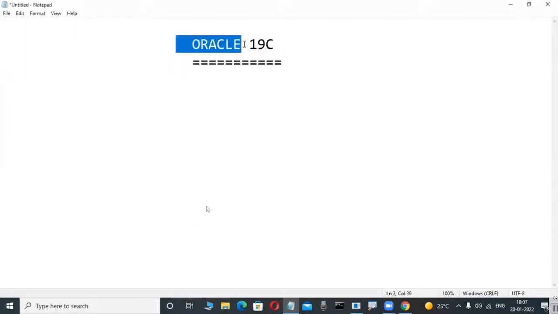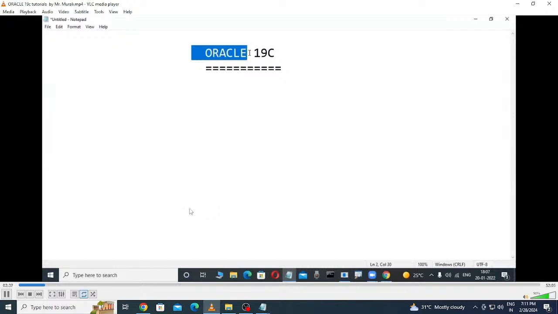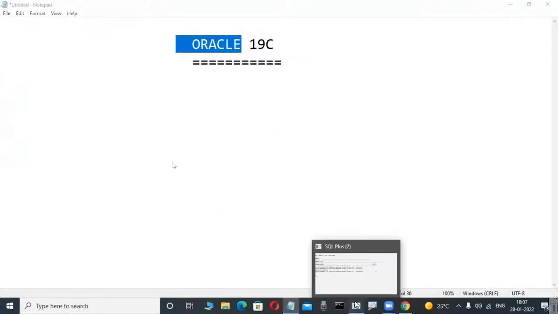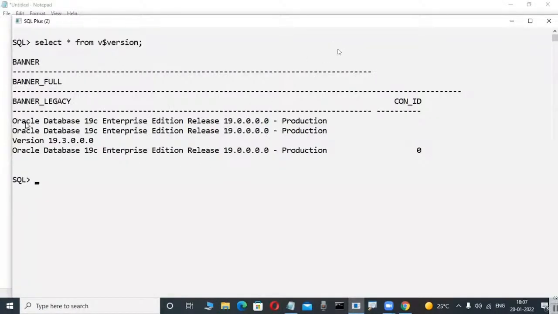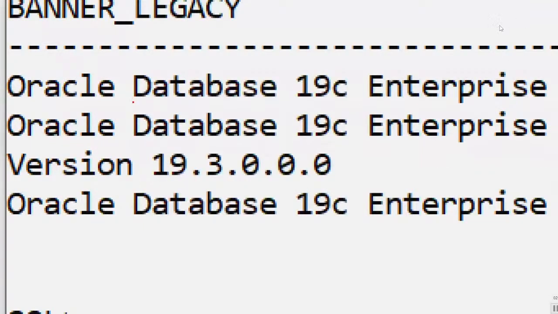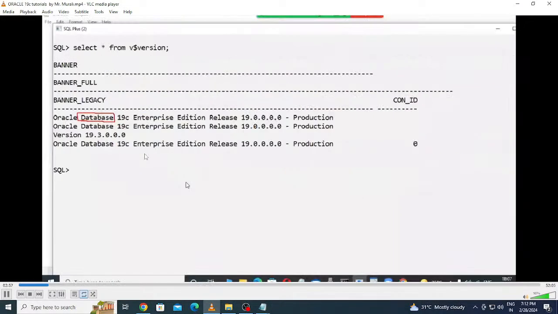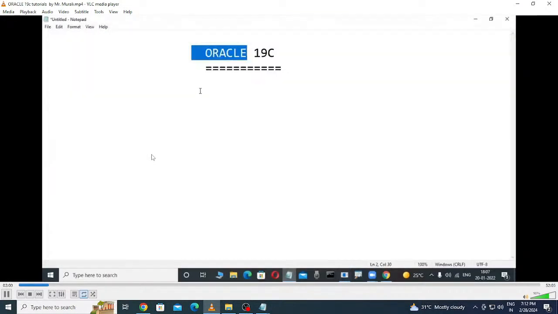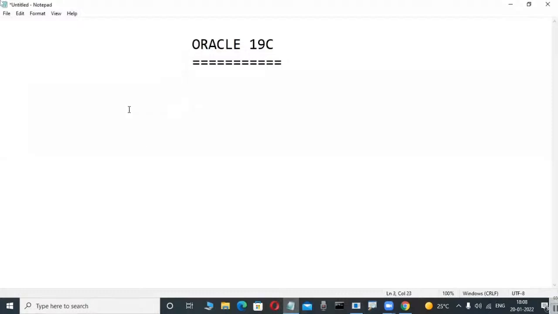But what is this Oracle? Oracle is a product from Oracle Corporation. Oracle is a database product. Many of you already have an idea about that.